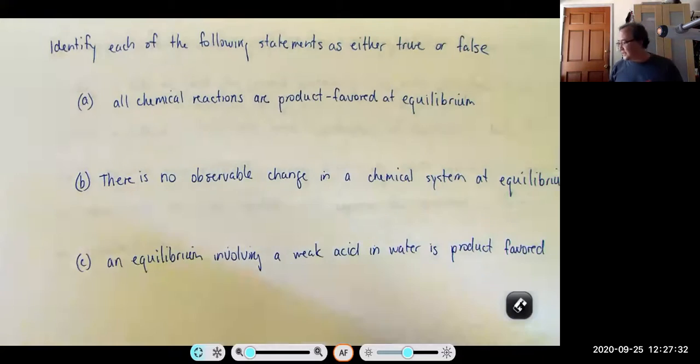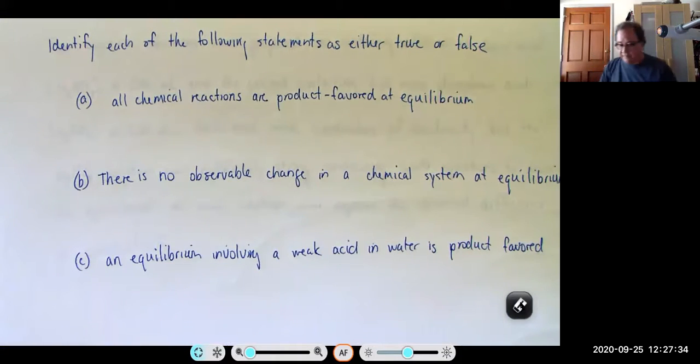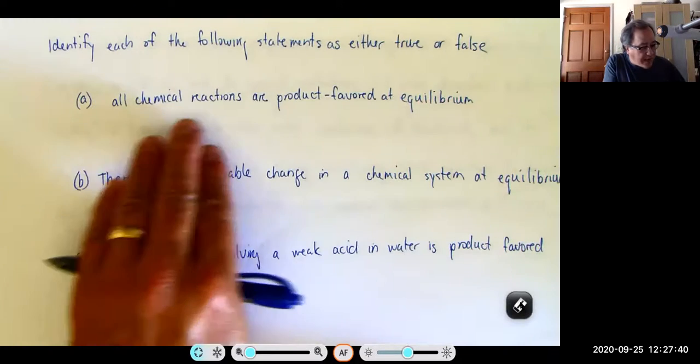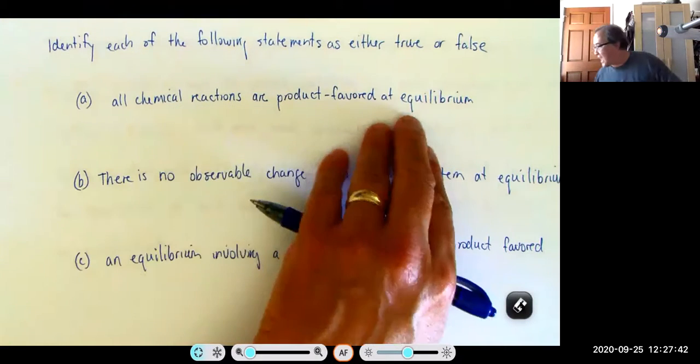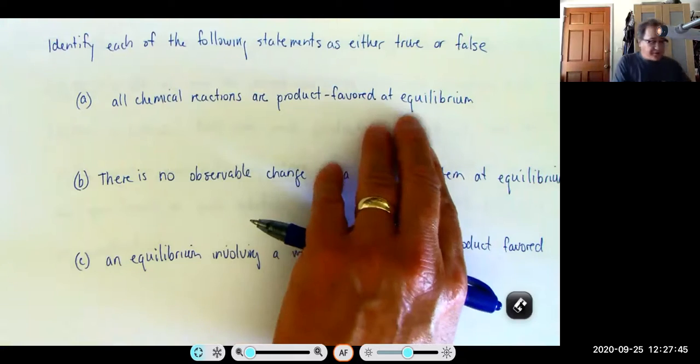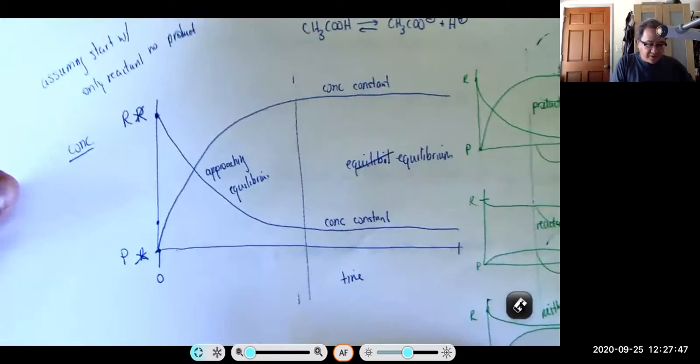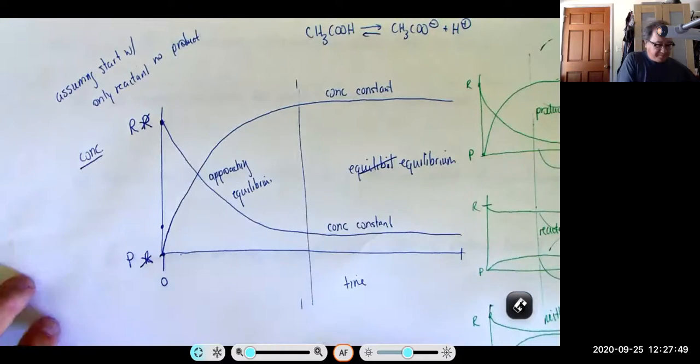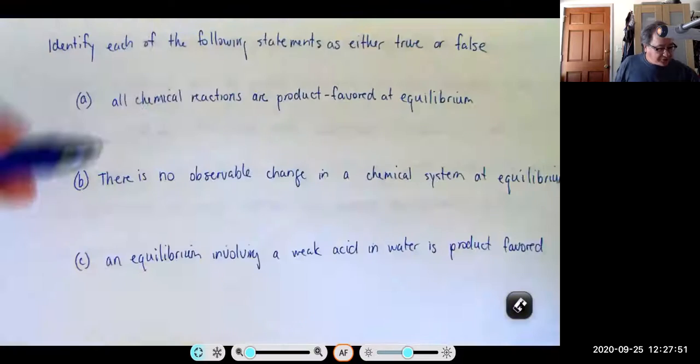So let's take a look at this statement now in light of what we've just looked at and see what we can figure out. All chemical reactions are product favored at equilibrium. Well, we just found out that no, some are reactant favored. False.